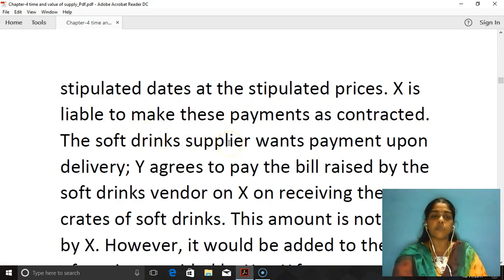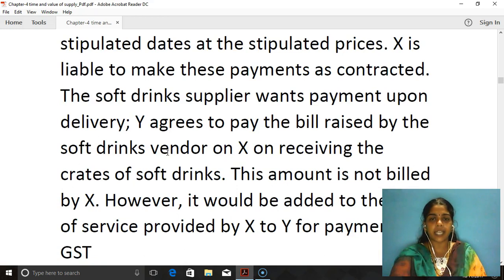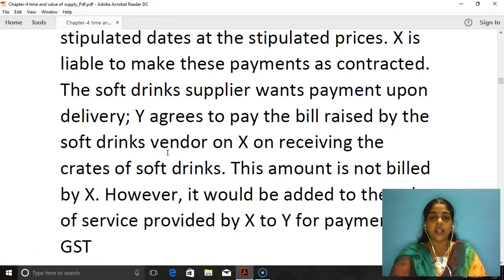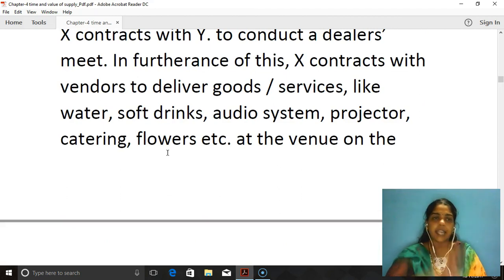The soft drink supplier wants payment upon delivery. Y agrees to pay the bill raised by the soft drinks vendor on X on receiving the kit of soft drinks. This amount is not billed by X. However, it would be added to the value of service provided by X to Y for payment of GST. That is, X is contracting with the vendors directly for the various services, so the contract is between X and the vendors. Y is not in the scenario. The vendor has to deliver the goods or services and get the payment from X only. So all the payment should be made by X only.